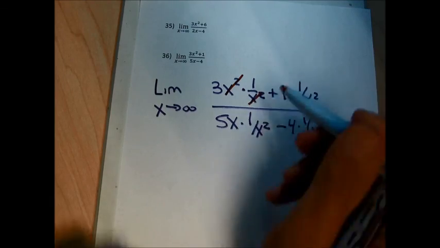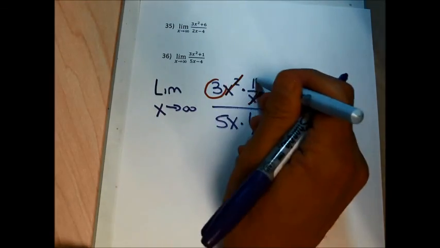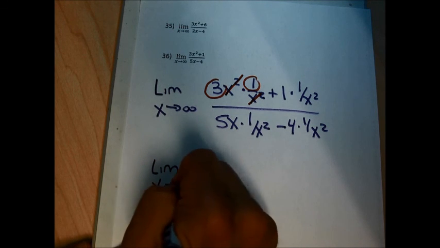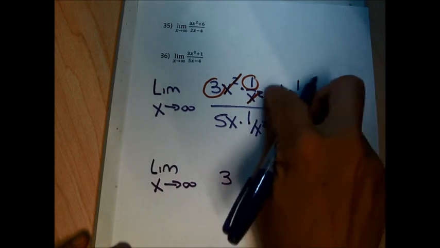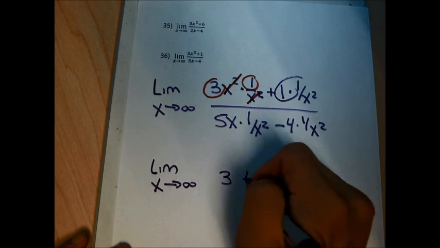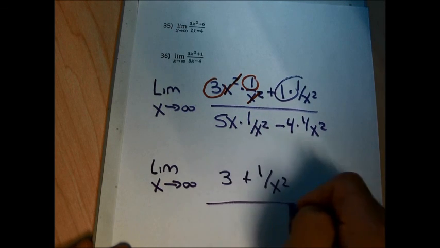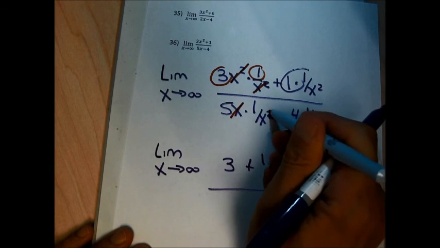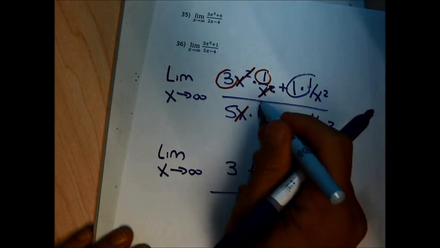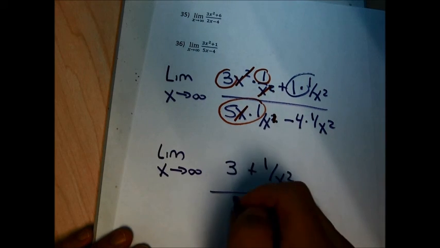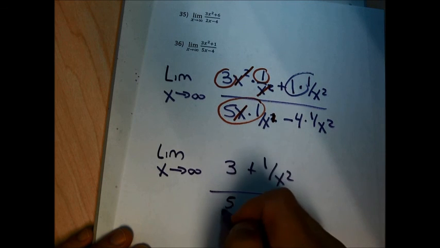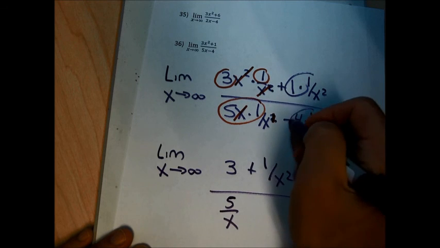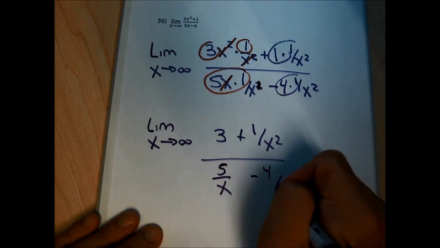Here in the numerator, the x squareds cancel. I start off by just multiplying the 3 times the 1, and I'm not going to have a fraction there. The next piece, nothing cancels. I multiply the 1's together, and I get 1 over x squared. And then in the denominator, this x cancels with one of those two x's, leaves me with 1x. I multiply the 5 times 1 and get a 5 in the numerator, and the 1x that's left over in the denominator. Last piece, nothing cancels, so I multiply the 4 times the 1, and I get minus 4 over x squared.